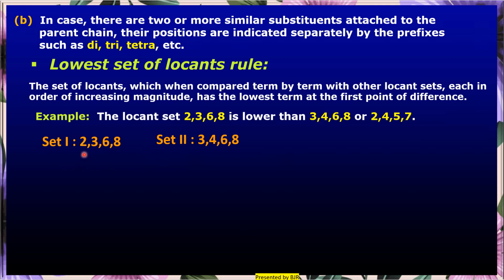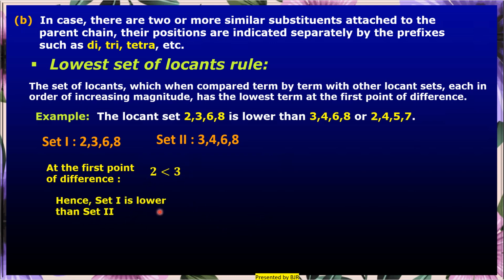So if you compare these two terms, 2 and 3, 2 is less than 3. At the first point of difference, 2 is less than 3. That means set 1 is lower than set 2. This set is lower than this set.